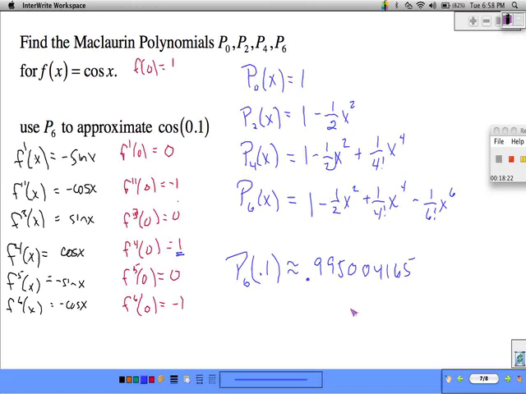Now for the sine function, take note that the derivatives would flip-flop and we'd have the odd terms being equal to 1 and negative 1. So the Maclaurin polynomial for sine would have the odd-powered terms.